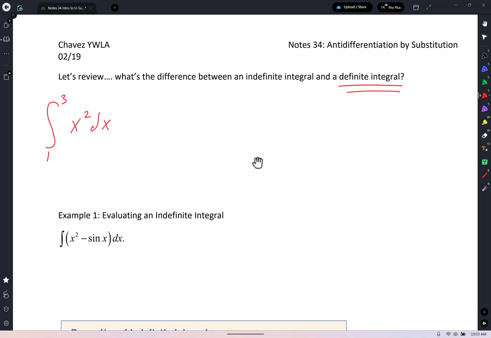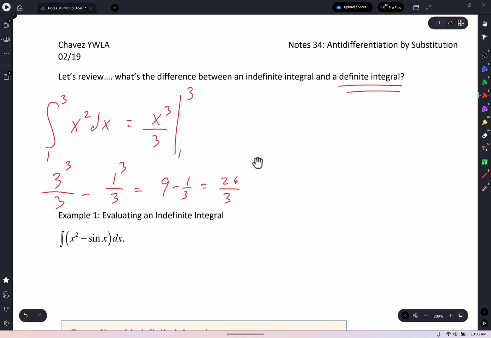You do antiderivative, upper minus lower. So this would have been x cubed over 3. You're going to evaluate this from 1 to 3. You do upper minus lower. 3 to the third power divided by 3 minus 1 to the third power divided by 3. So let's see, what's that? 9 minus 1 third. 9, 3, 27. 27, 26. Sorry, guys. It took longer than it should have. Does 3 go into 26? Nope. There it is. That's it. That's the definite integral.